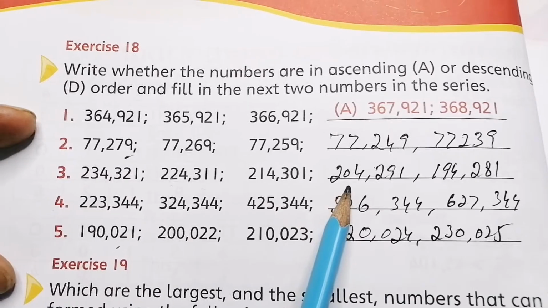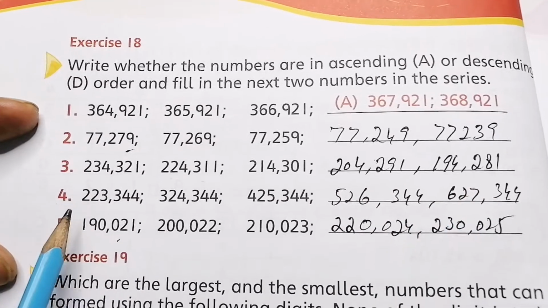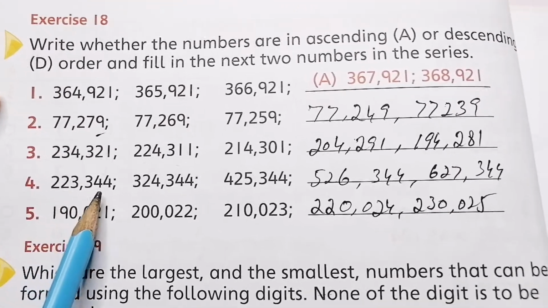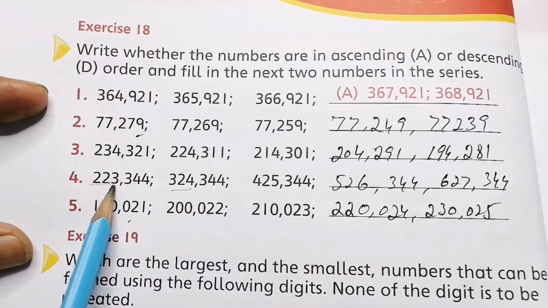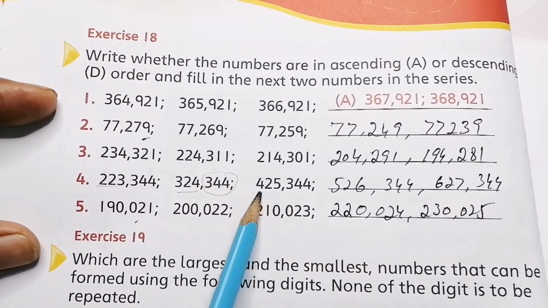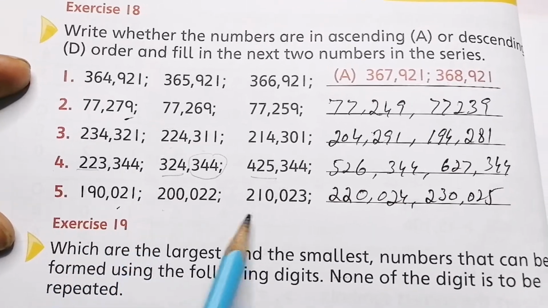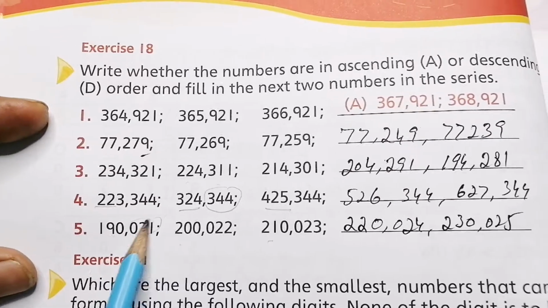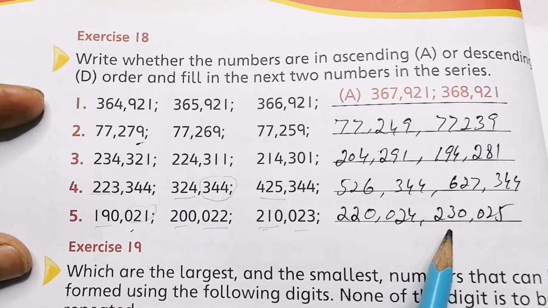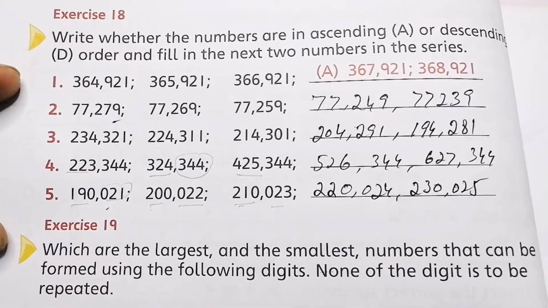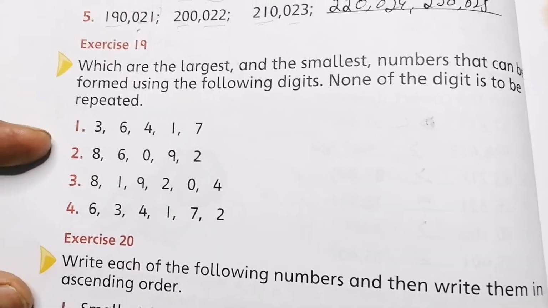241,4301, 204,291, right? 194,281, 223,344, right? This is increasing. This number is increasing and this number remains the same. 425, 526, 627, 190, 200, 210. So both of these are increasing numbers. 220,024, right? 230,025, right?